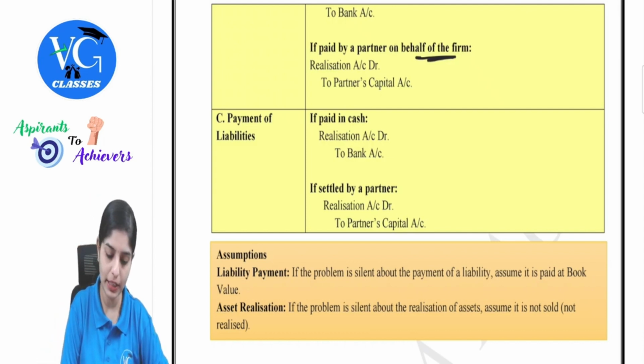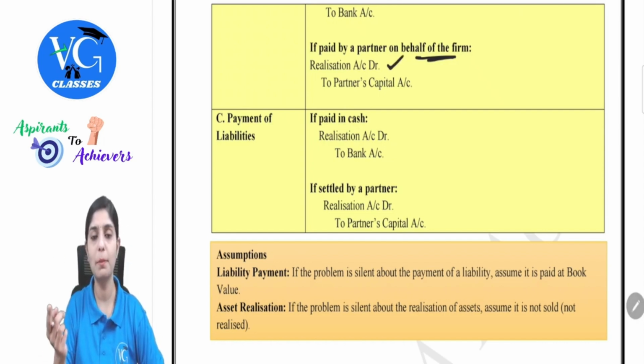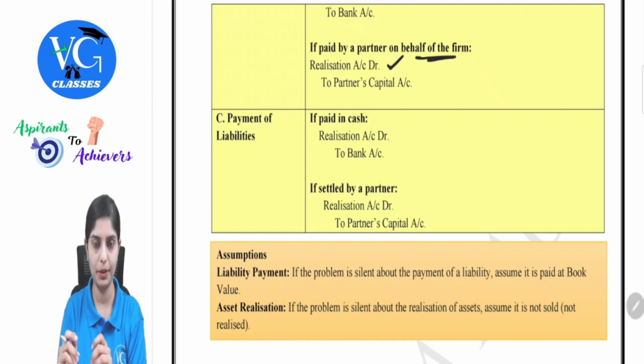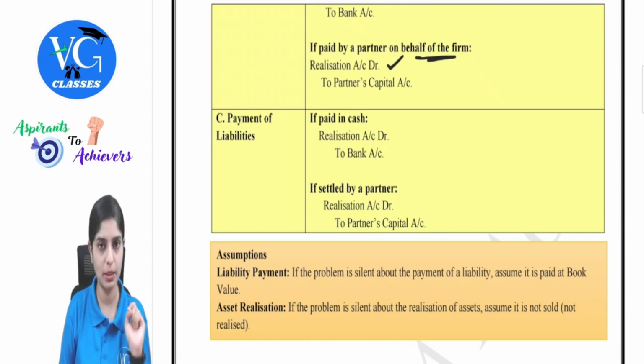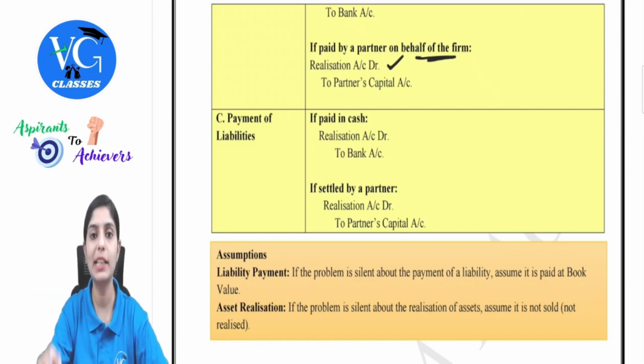So realization account debited. 2. Partners capital account. What is the logic behind crediting partners capital? See, what happens here is this is actually the partnership firm's expense. So if the partner is taking the responsibility that "I will bear this expense," the partner makes sure that he will take the reimbursement later.